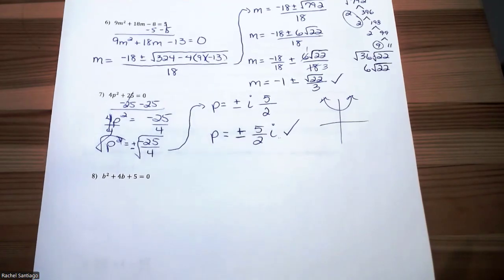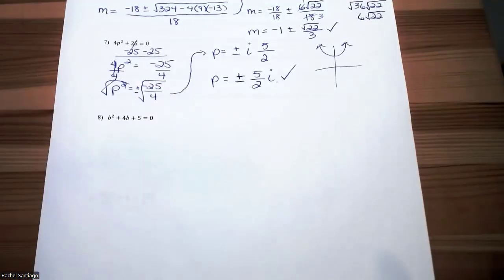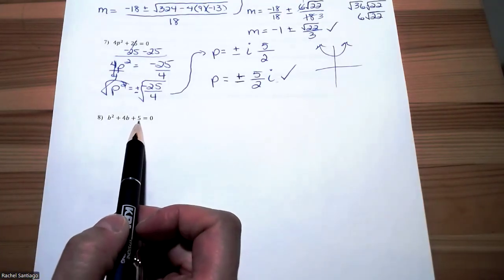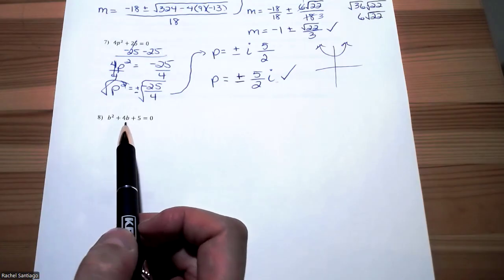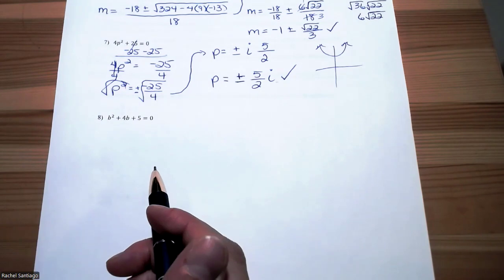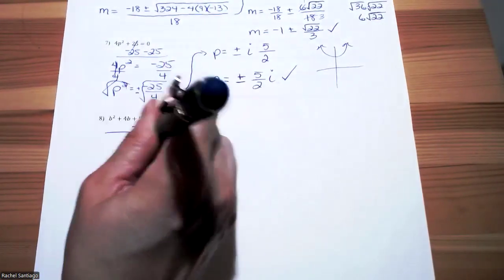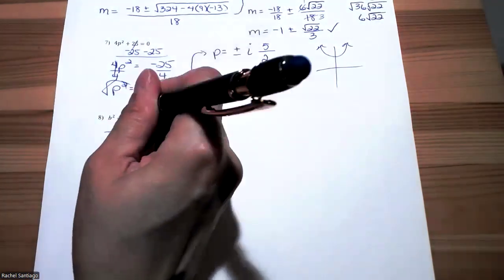Cool. One last problem. b squared plus 4b plus 5 is equal to 0. I mean, we can't factor. There are no factors of 5 that add up to give you 4. That won't work. So we could either use the quadratic formula, or we can complete the square again. I'm going to complete the square because we have on this page using the quadratic formula. So let's keep it exciting.